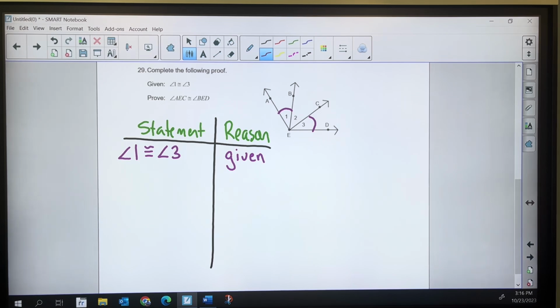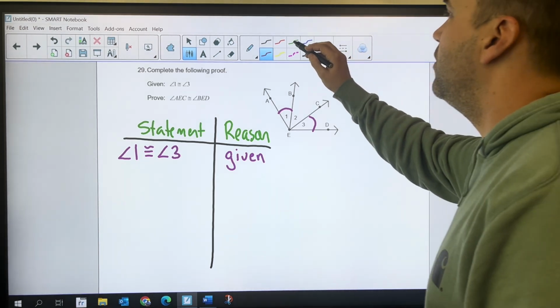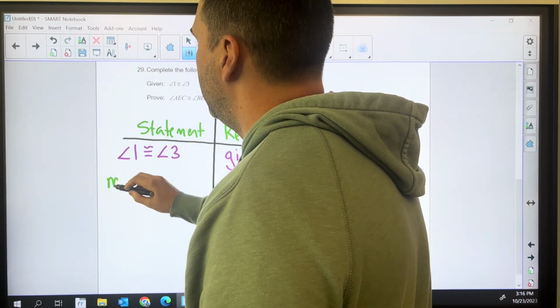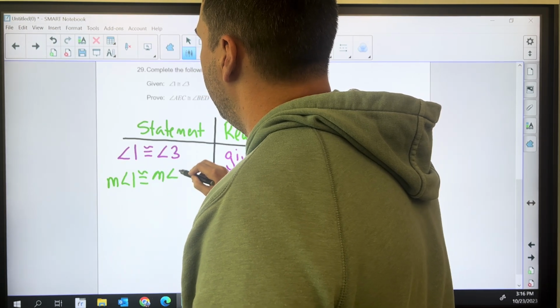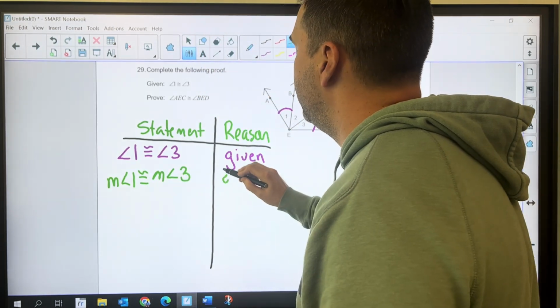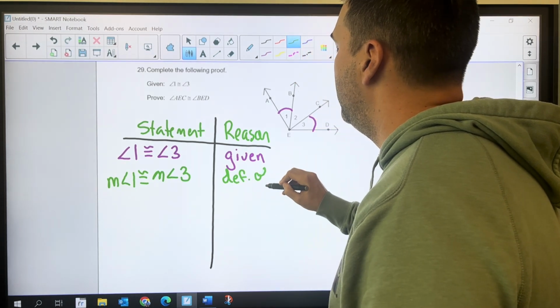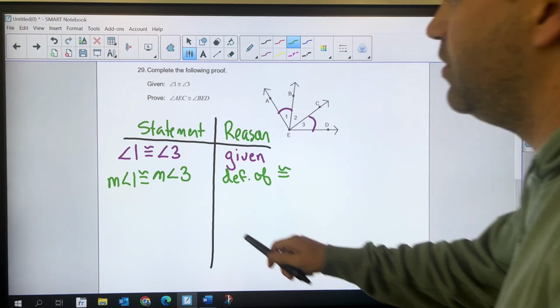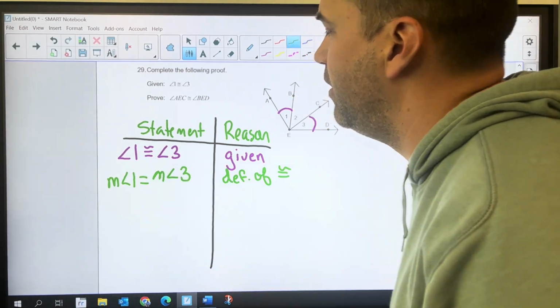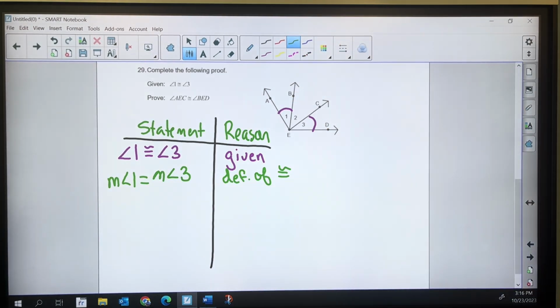Now, I am going to change this to the measure of the angles, just because that's what we want to work with. That's what we want to use the properties of equality on. So I'm going to change this to the measure of angle 1 is equal to the measure of angle 3, and that is the definition of congruency. I wrote congruent there, and I should have written equal. Sorry. There we go. So I've got the measure equal to the measure.